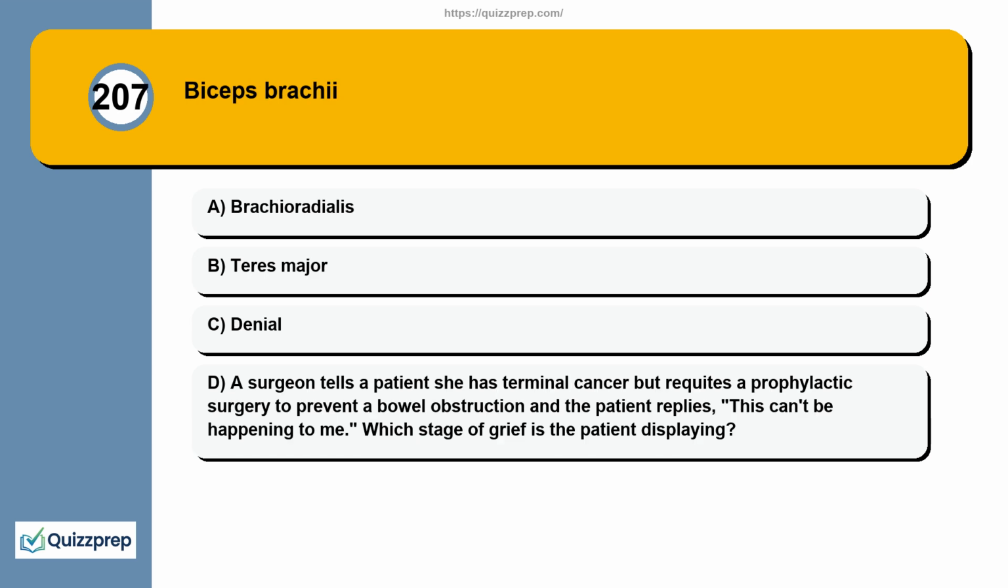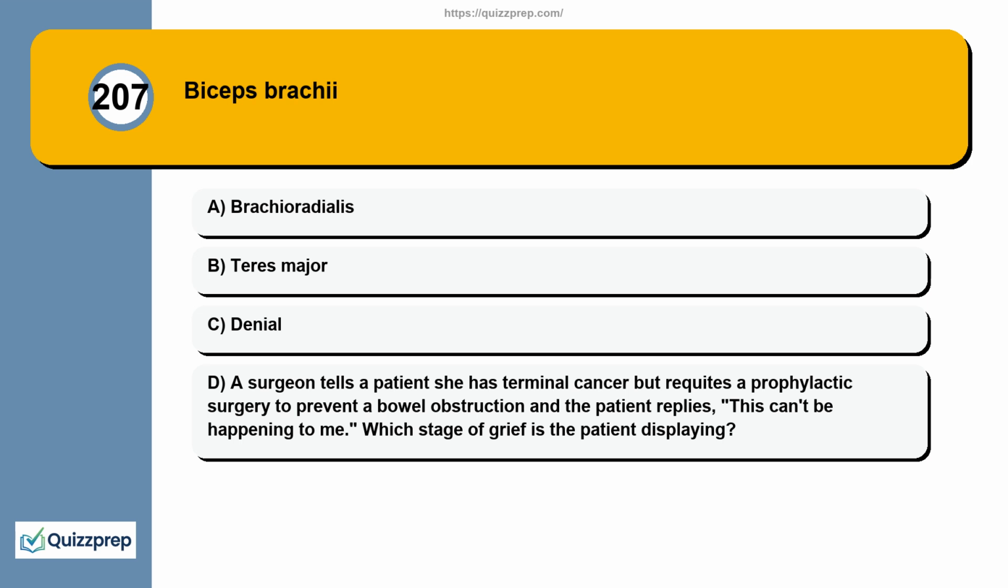The correct answer is option N/A. Question 207: Biceps brachii, option A; brachioradialis, option B; teres major, option C; denial, option D. A surgeon tells a patient she has terminal cancer but requires a prophylactic surgery to prevent a bowel obstruction and the patient replies, "This can't be happening to me." Which stage of grief is the patient displaying?